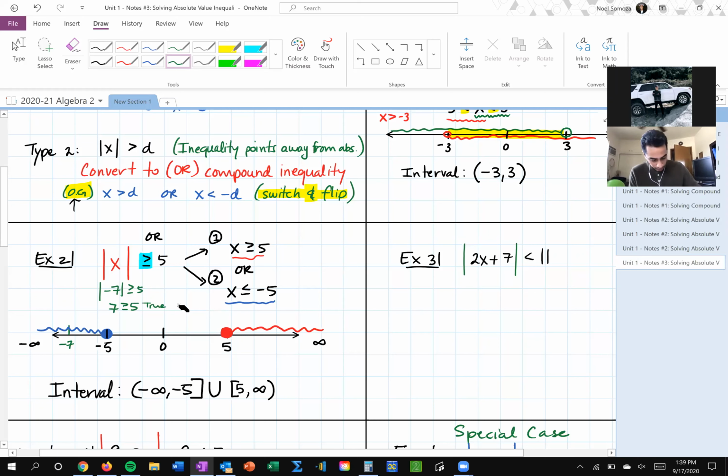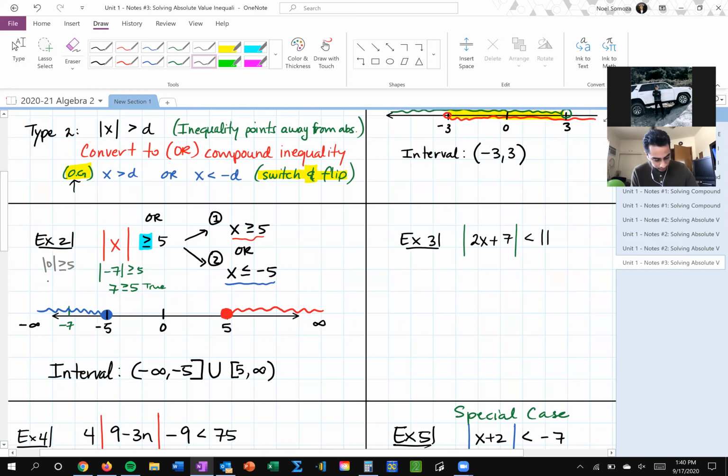But let's say you pick a different number. Let's say you would have picked 0. And you take 0, you plug it into the absolute value, and you're testing to see if you should have shaded that area where 0 is at. Then what you're going to get is a false statement, because 0, after it comes out of the absolute value, is still 0. That's not greater than 5. That's false. So you can see that this section that's left blank is left blank because it shouldn't belong to the solution area at all.